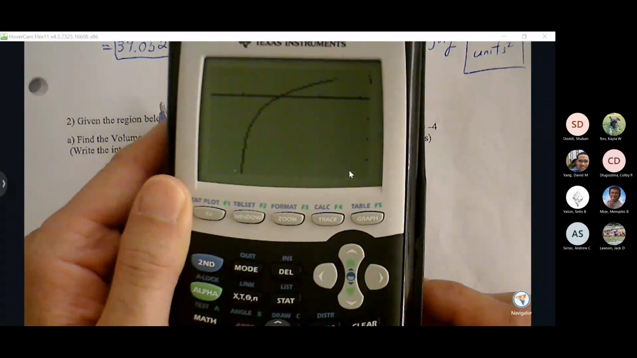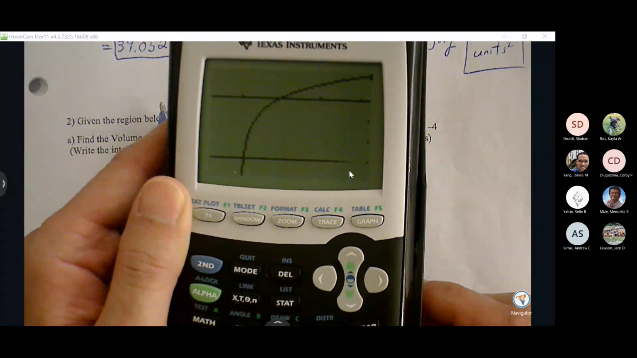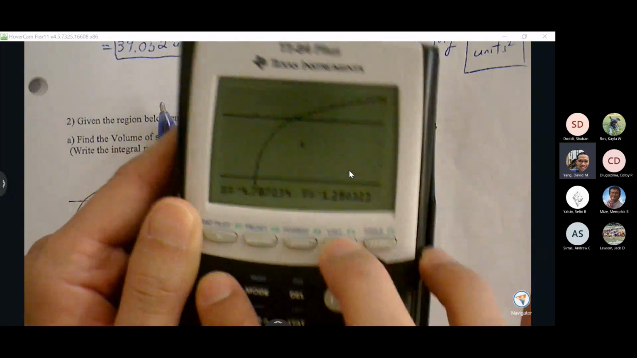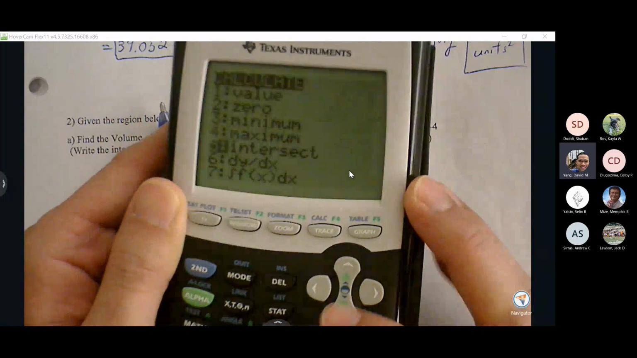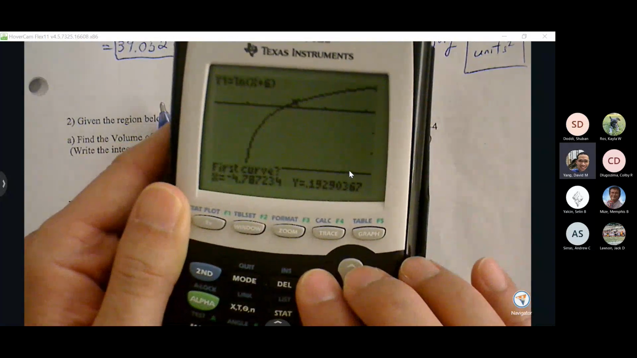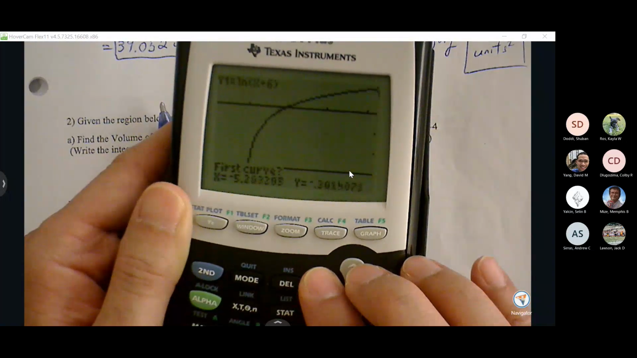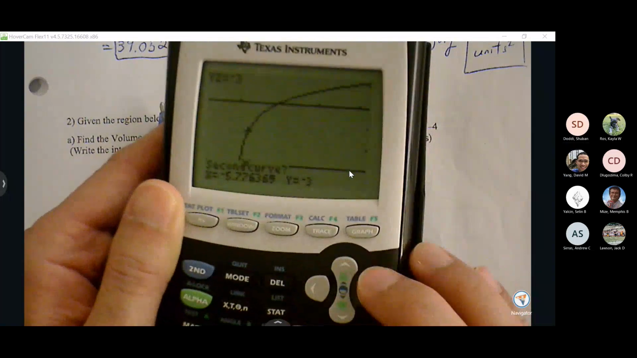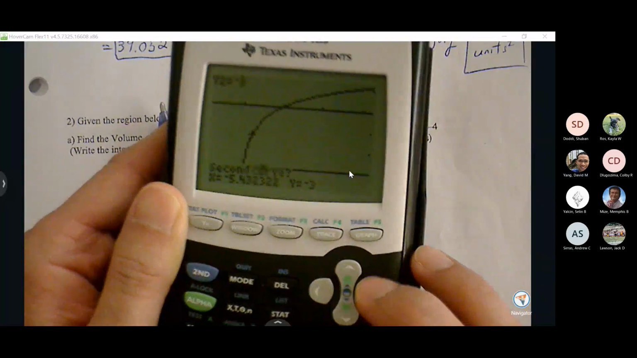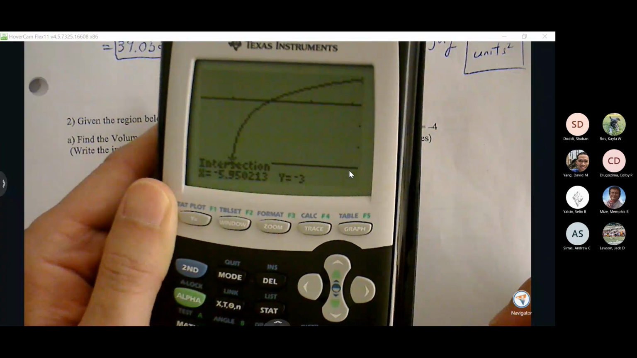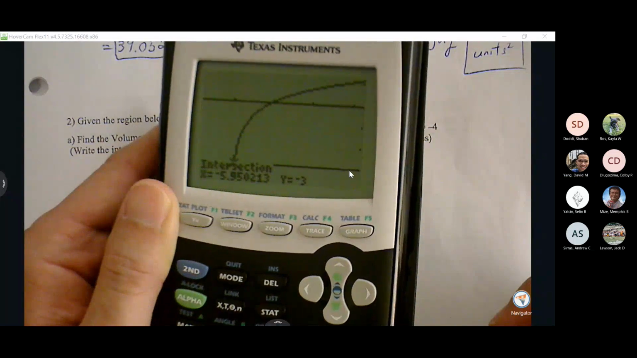Okay, so now I can look for that intersection. If I do second trace intersect, because I want to find the intersection between that horizontal line and that curve. So my first curve, I'm going to choose the natural log. Second curve, I'm going to choose the line. Enter again, it finds that intersection for you. I'll go ahead and write both ordered pairs down in case I need it later.